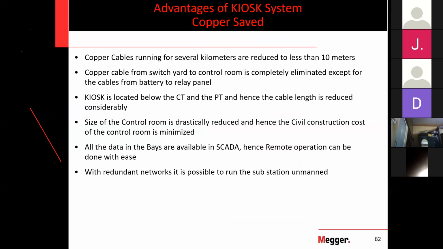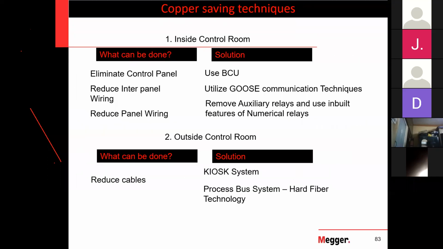Yeah, it has several advantages. In a substation, the copper cable cost itself comes down to around 80 lakhs to 1 crore rupees. So that much amount of money can be saved by eliminating the copper cable. And we also get the advantages of no copper aging problems, no rats biting the copper cable, all these things will be eliminated. So, kiosk system.